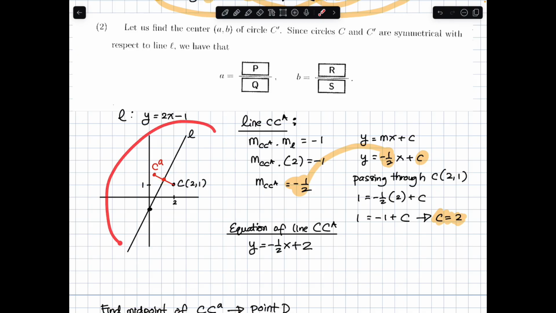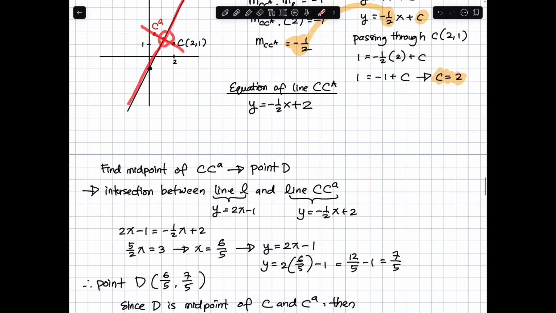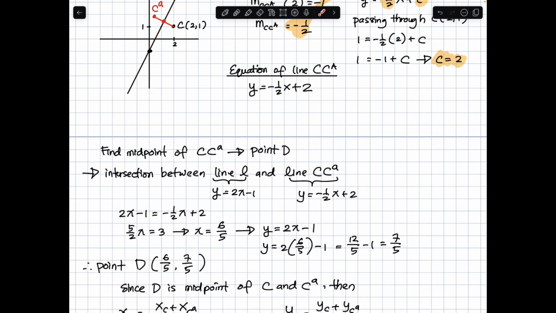Actually, in this picture you can see this point is the intersection between line L and the line CCA. So here I need to find the intersection between line L and the line CCA. I rewrite here, line L is y equals x minus 1, and this is the line that I just found here. To find the intersection, I just do substitution.